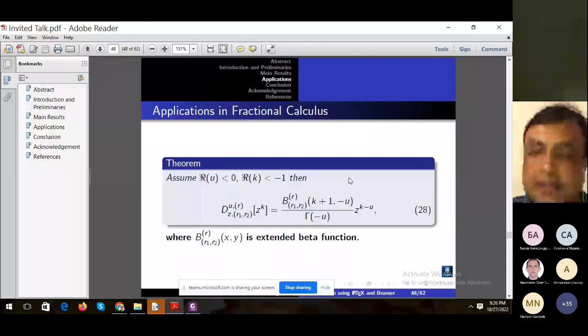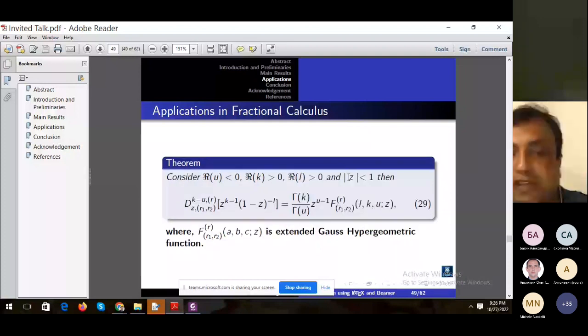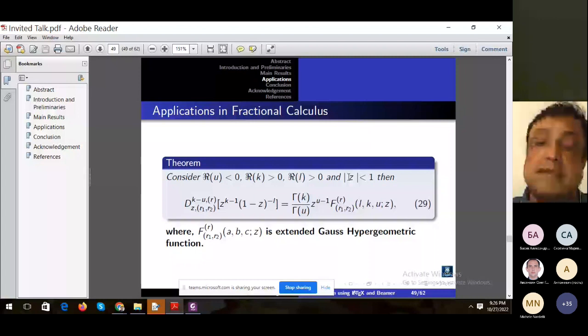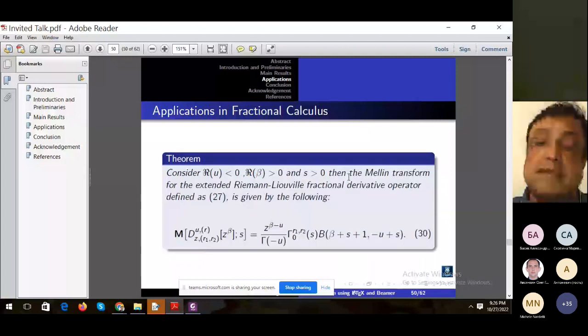Here are some of the theorems in which we operate our operator on the two variables, z raised to power k minus 1 and 1 minus z raised to power minus l, and then we do some composition. We easily got the result in terms of the extended Gauss hypergeometric function, which was introduced by me and my team.